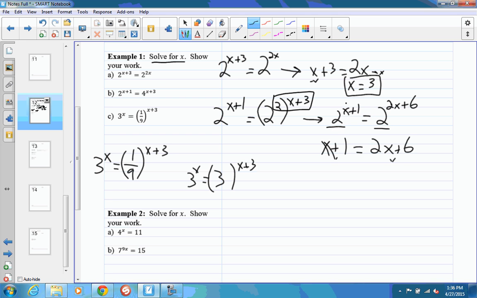What would I raise 3 to make it equal to 1/9? What power to make it 1/9? I definitely need to reciprocate, right? I need a 1 over. So it's going to be a negative exponent. A negative 1 would make it 1/3. Yeah, negative 2. So 3 to the negative 2 power is just a different way of writing 1/9. Right, Ashton? What is 3 to the negative 2 power?